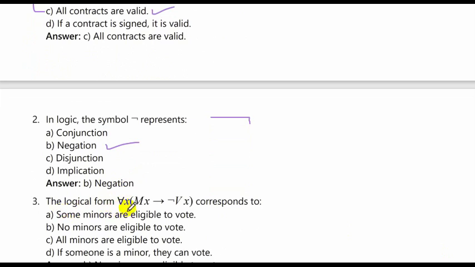Consider the logical form: for all x, there exists for x some m which is not Vx. This is almost like a minor. They are saying all minors, so this will of course mean all or no. Basically there's a negation symbol here, so it will mean no minors are eligible to vote. This is what it means.